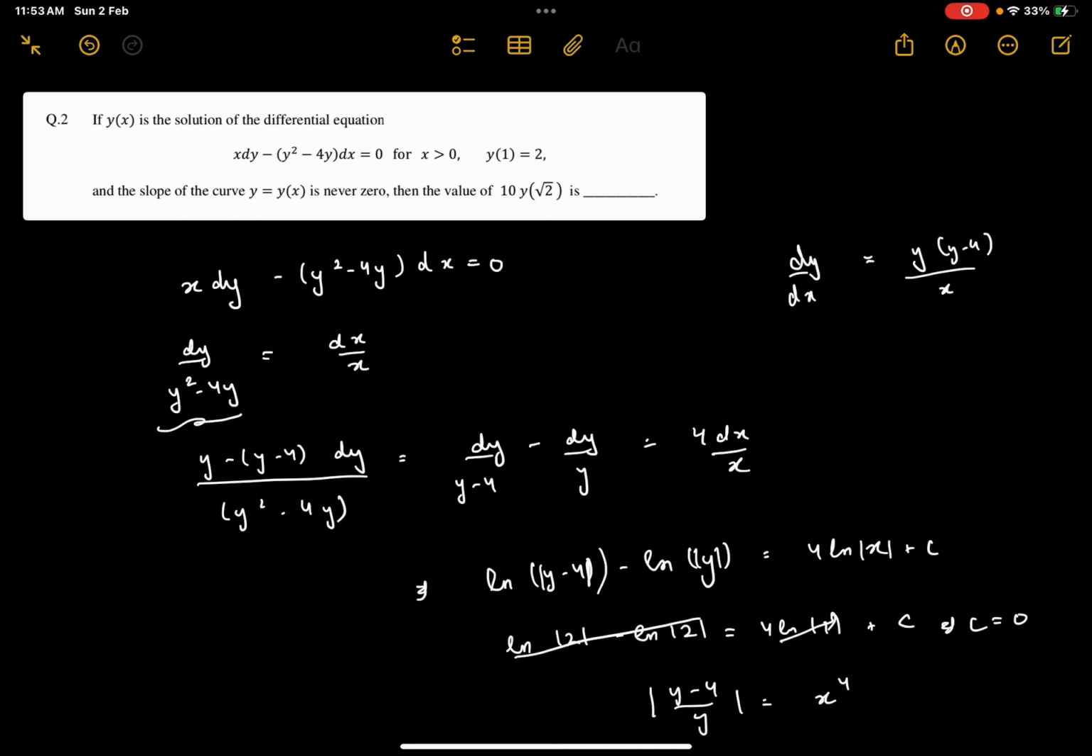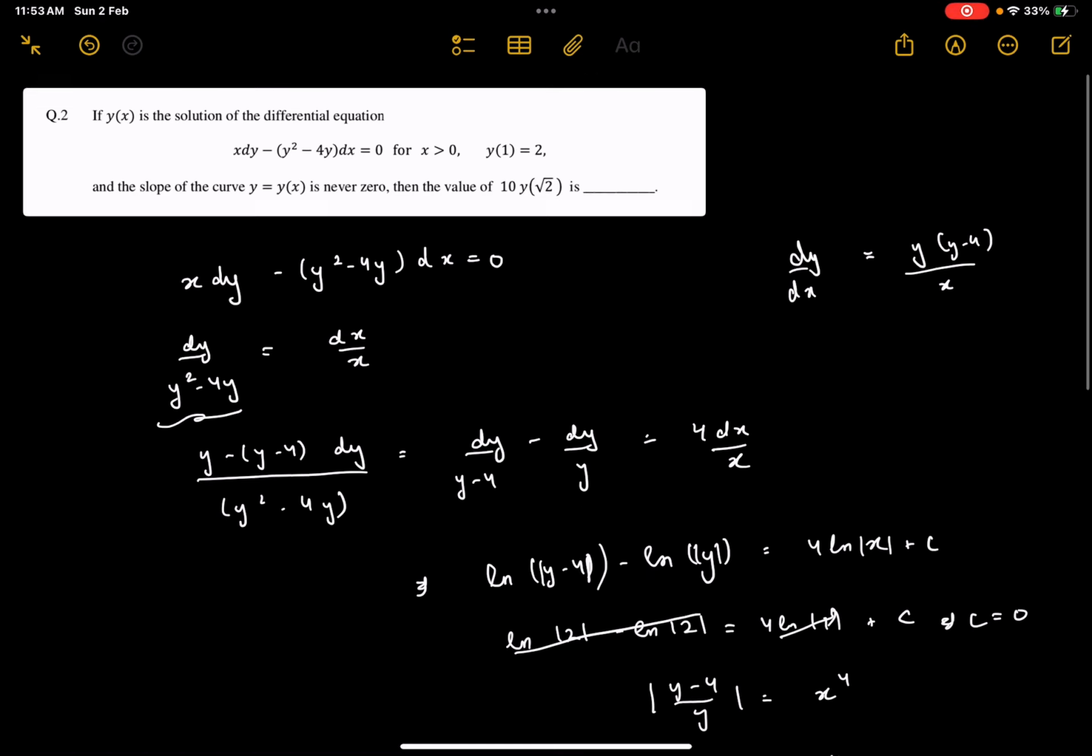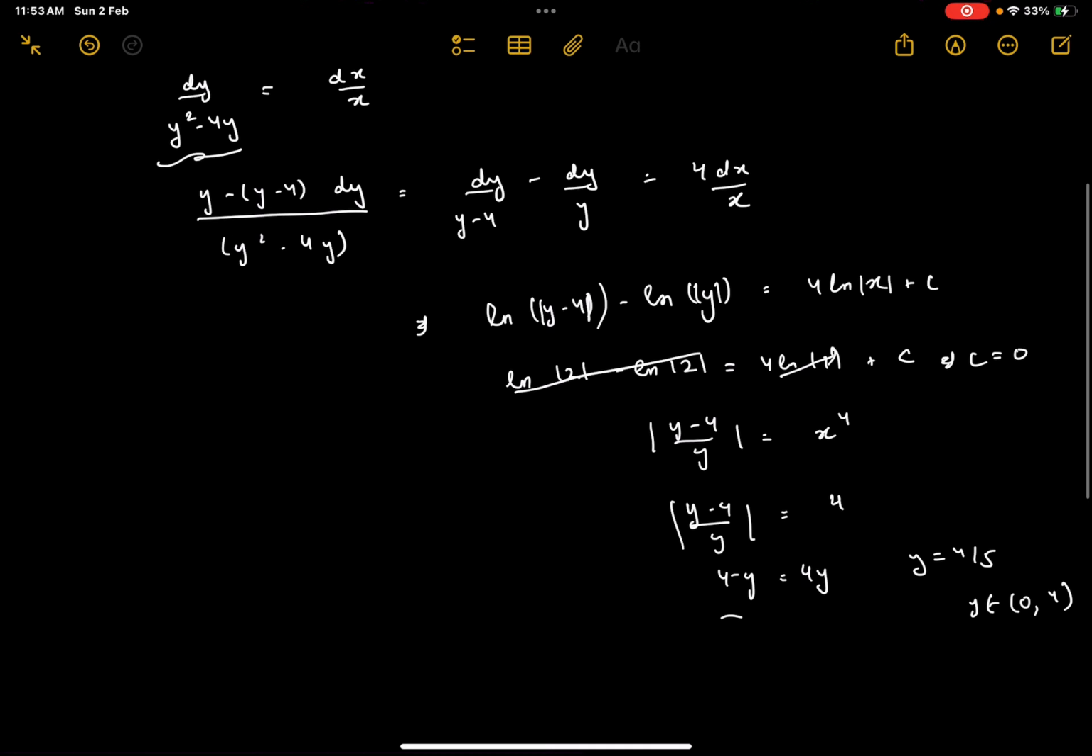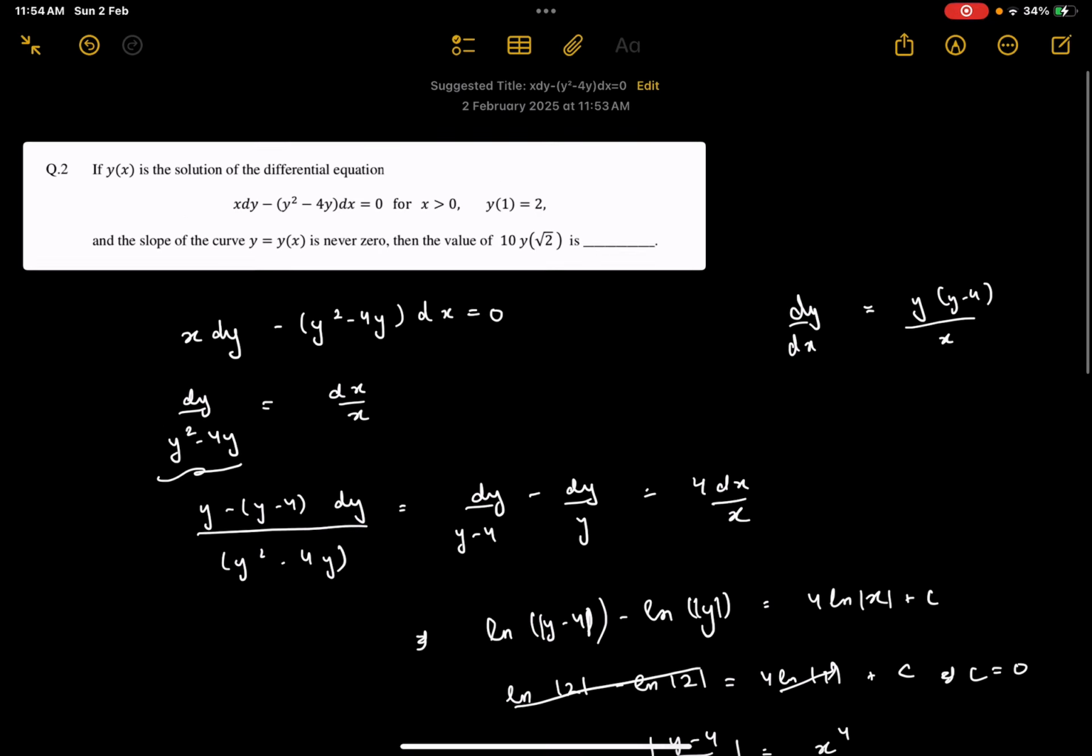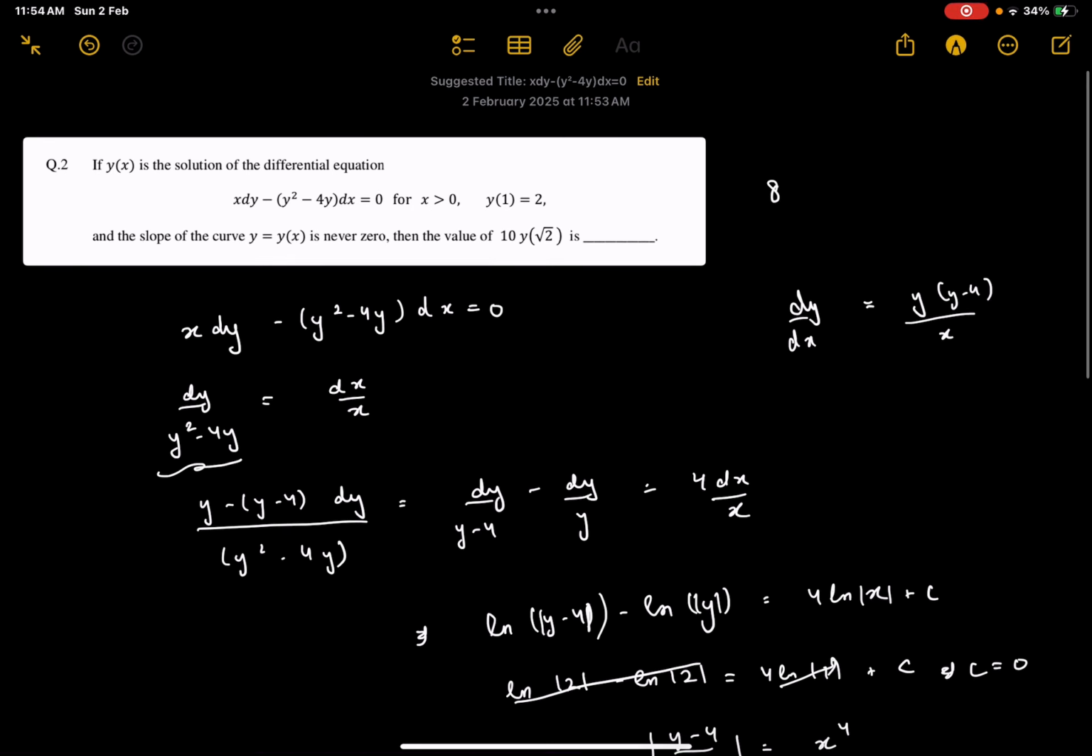And as y cannot be 0 and 4, and assuming that y is a continuous function, the domain would simply be from 0 to 4, so this assumption becomes valid. So we have y equals 4 by 5 and 10 times that is 8. So the answer is 8.